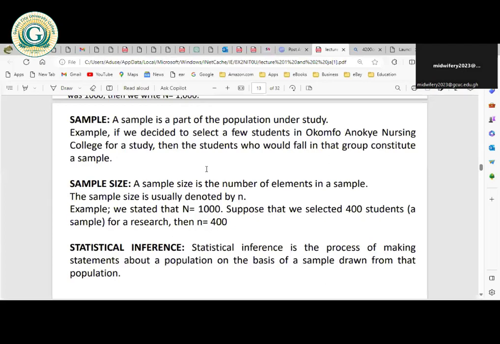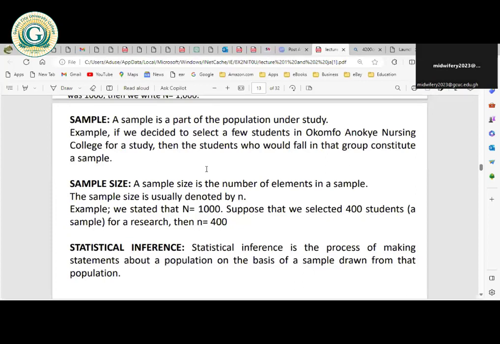we've learned that we have two branches of statistics. They are descriptive statistics and inferential statistics. For descriptive statistics, we describe the data set. For inferential statistics, we are able to generalize for the whole population. That means we are able to draw conclusions based on the little information that we get from the population.